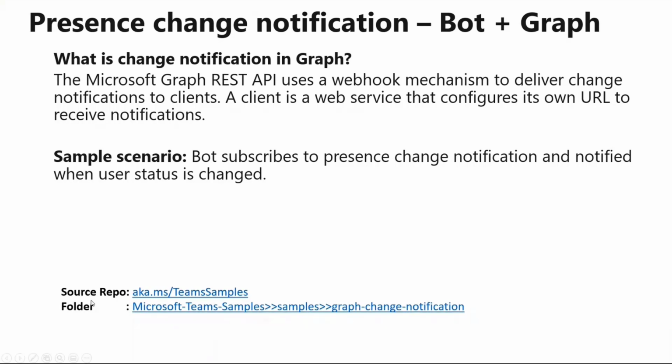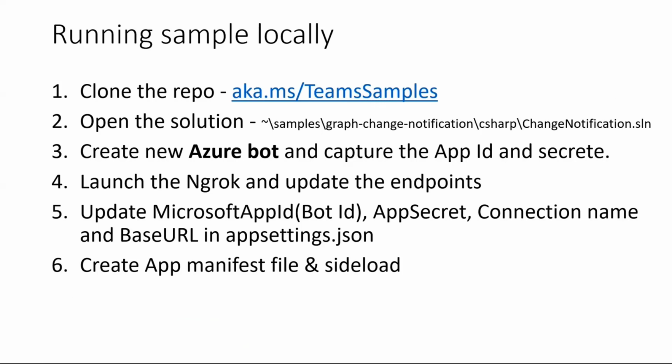This particular sample is present at aka.ms/TeamSample, under the graph-change-notification folder. To run this sample locally, we'll be cloning this repo. I've already opened this solution.